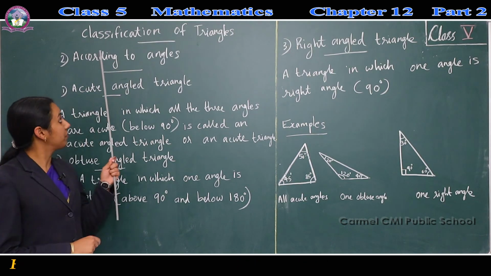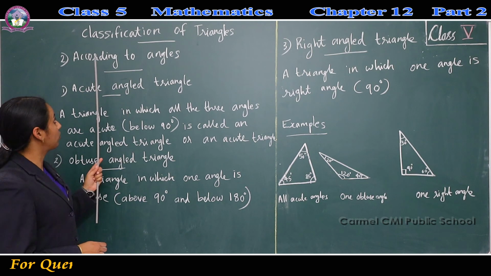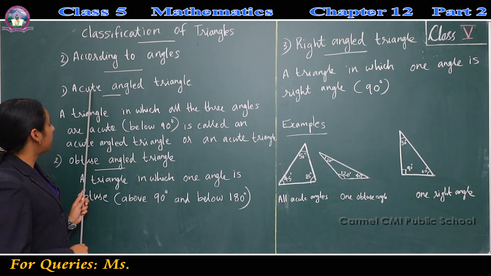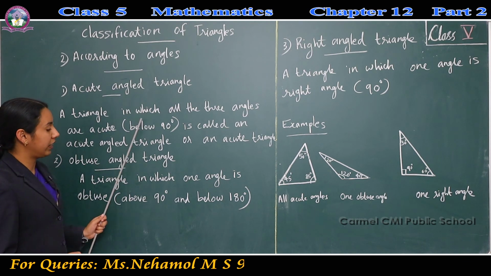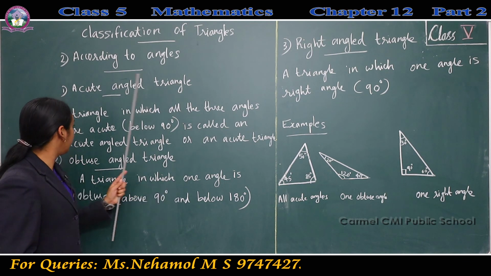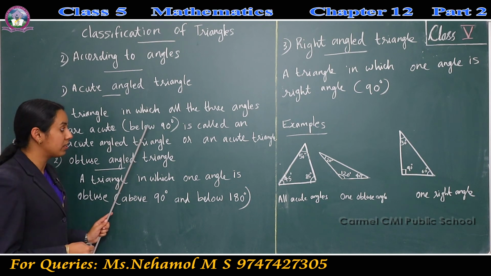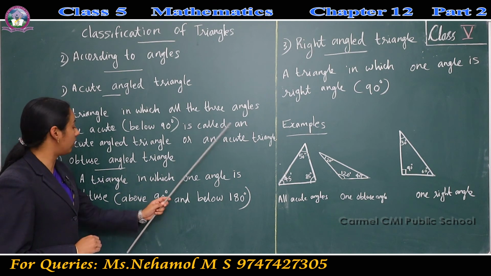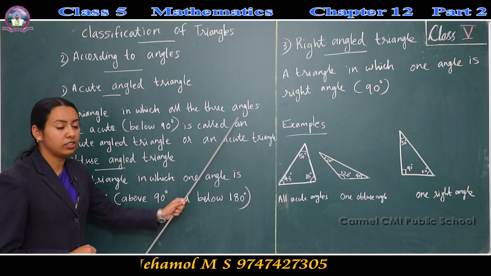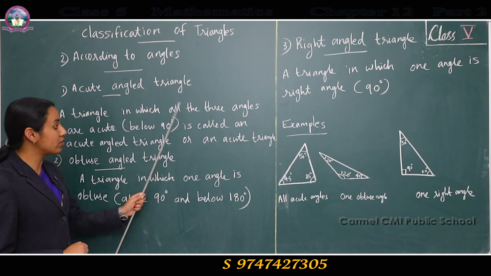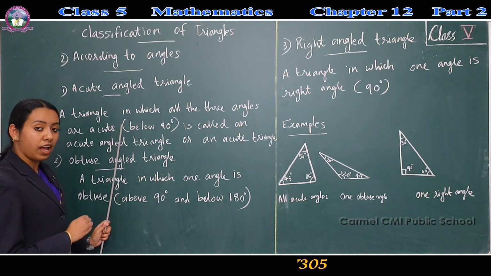Next one, classification based on angles, according to angles. First one, acute angled triangle. A triangle in which all the three angles are acute. That means below 90 degree is called an acute angled triangle or an acute triangle.